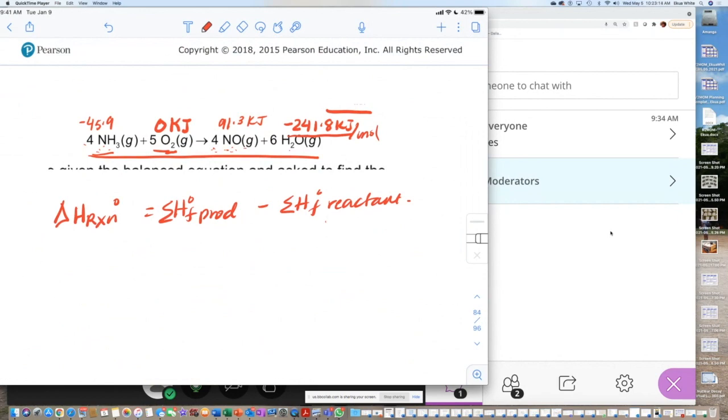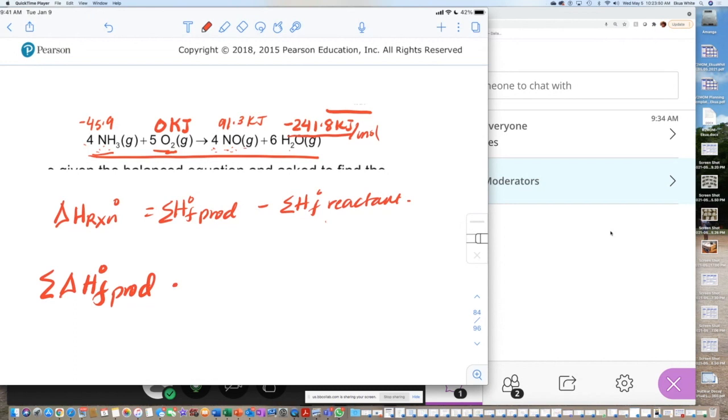We're trying to figure out delta H of the reaction. Just like before, we take the sum of delta H of formation of the products, get all the products together, then figure out all the reactants and add them all together. I will start with the sum of the change in enthalpy of formation at standard state of the products. I'm going to add all of these up. Remember, I'm including coefficients.